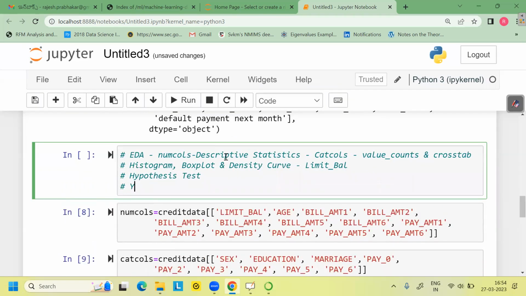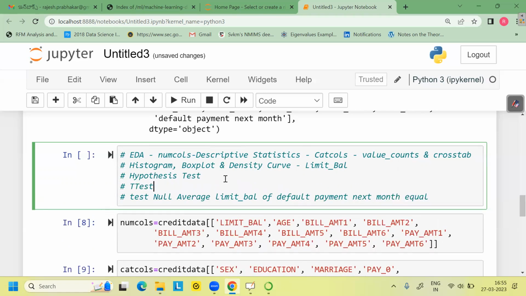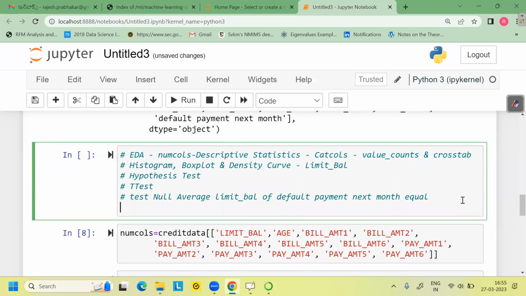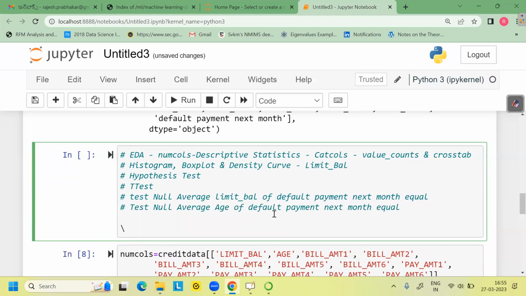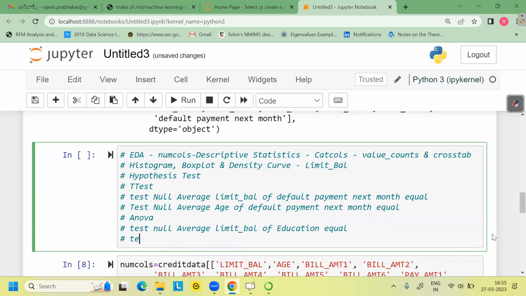What hypothesis test have you done? The average limit_balance by default payment next month, right? Default payment, because default has only two levels, yes or no. Then you could also have tested whether the average age by default payment next month is equal. Then you could also do ANOVA. For ANOVA, what will you do? The average value by education equal. You could have also tested the null, the average value. What is the other variable we have? Is it categorical, equal, right?